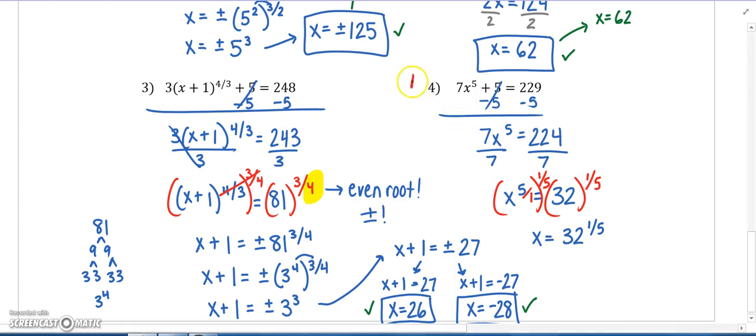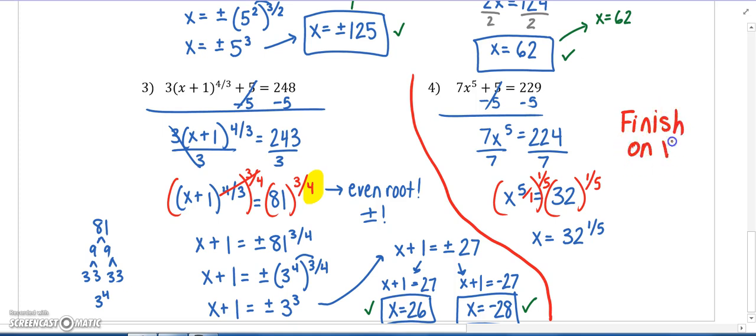And here's what I want you to do, just to make sure you're getting good at this simplifying part. I want you to try and finish this one on your own, because there's not too much left to do. Just simplify. Alright? So go ahead and do that part. We'll check our answers in class.